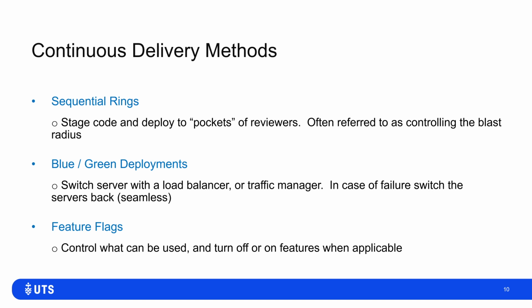And the other way is feature flags. It is used to control what can be used. For example, you have a feature you're not so sure about, you can run it in the test environment, and if there is any problem, you can turn it off and then turn it on again when you have fixed all the problems.